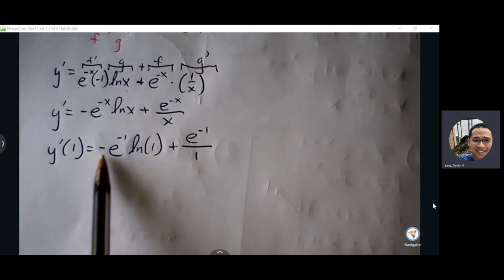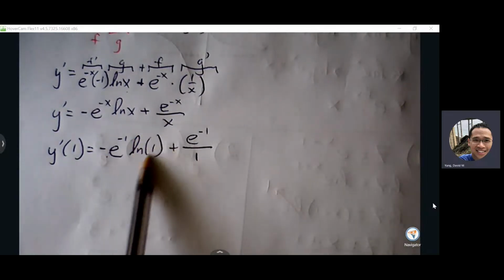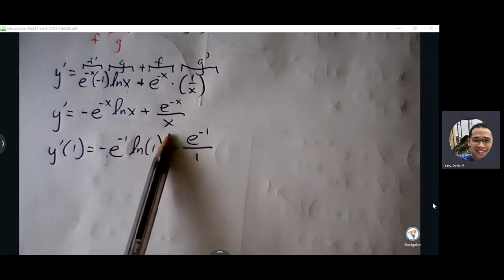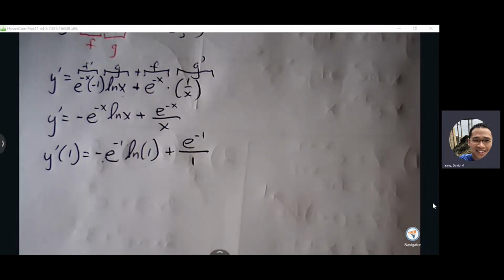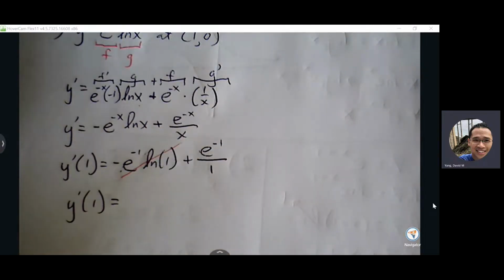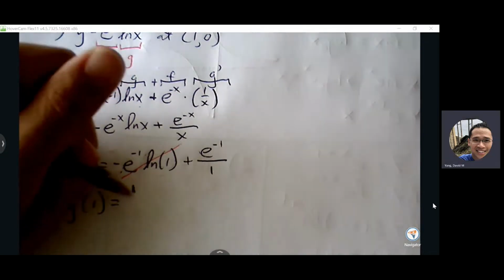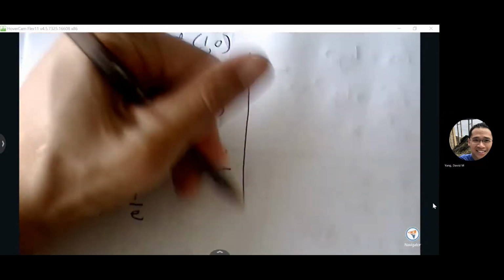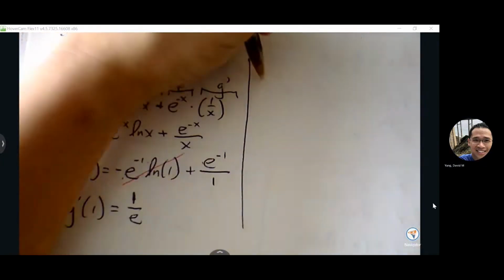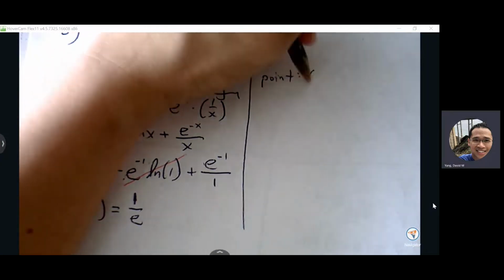Okay, looks like a mess, but there's something nice about this one here. What's natural log of 1? 0, which means I can remove this whole thing, right? Anything times 0 is going to be 0. So I'm just left with e to the -1, which is the same thing as what? E to the -1 is the same thing as, if I were to move that with a positive exponent, what would that look like? 1 over e. There's my slope. There's my ordered pair. Then I can build my tangent line equation.